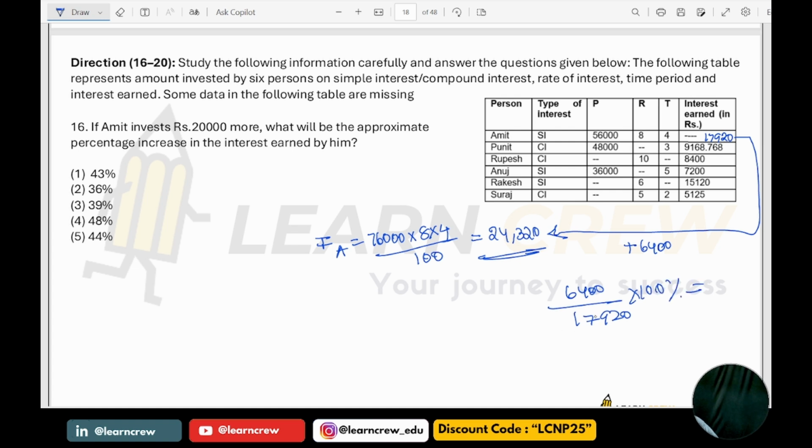More than one third. 6,400 threes are how much? 19,200. So it is less than 17,920 times 3, that is, the answer is slightly more than 33.33. The nearest value is 36.